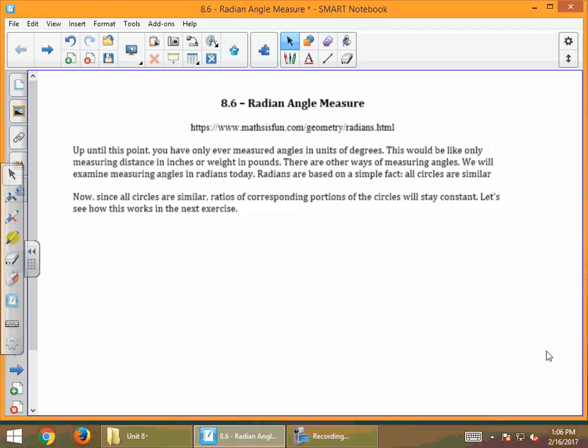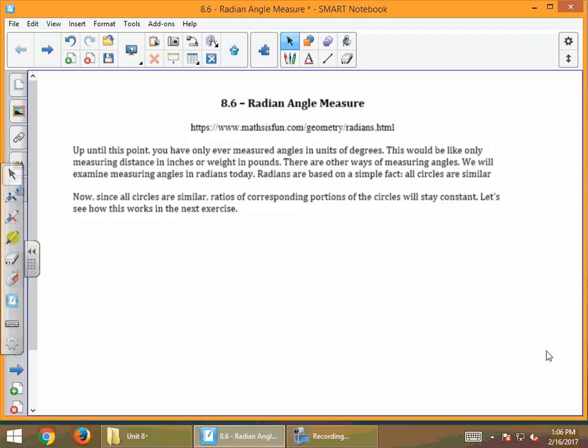Notes out. Up until this point, we've only talked about angles in terms of degrees. An angle 60 degrees. We say an angle 90 degrees. Okay, but that would be like saying you can only measure things in inches, or you can only weigh things in pounds and that's it.